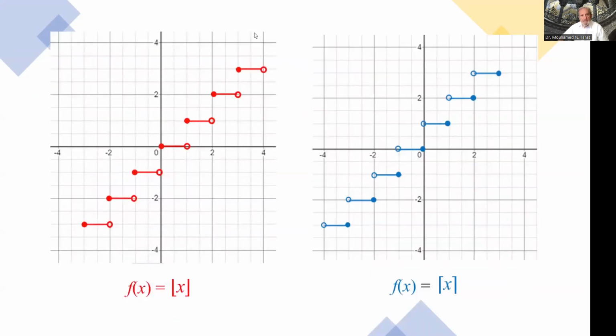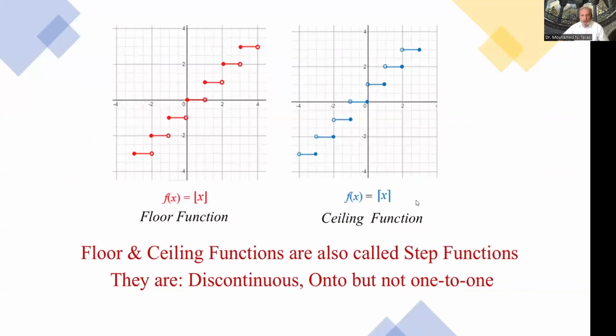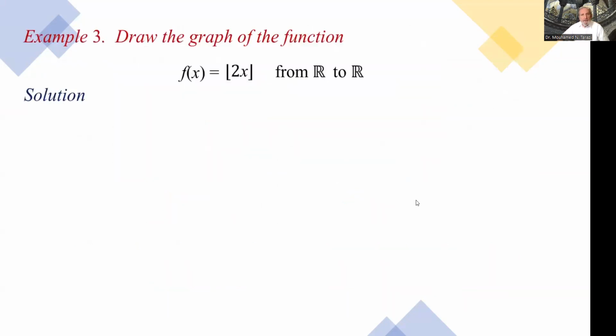Now, side by side, this is the floor function, and this is the ceiling function. Those are also called step functions. They are discontinuous functions. They are onto the set of integers, but not one-to-one functions.